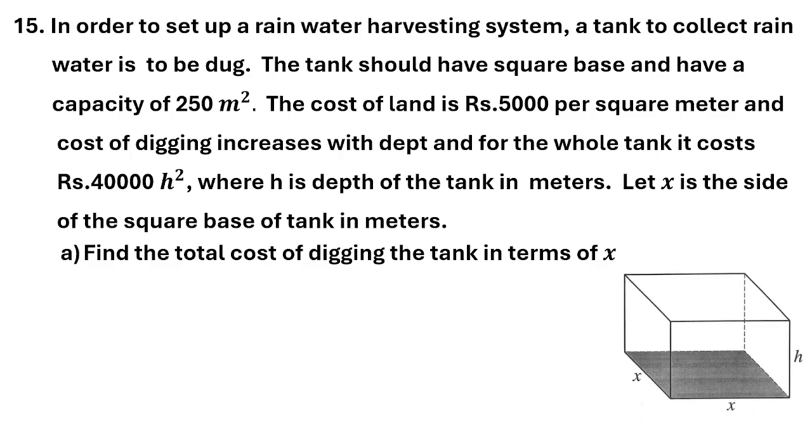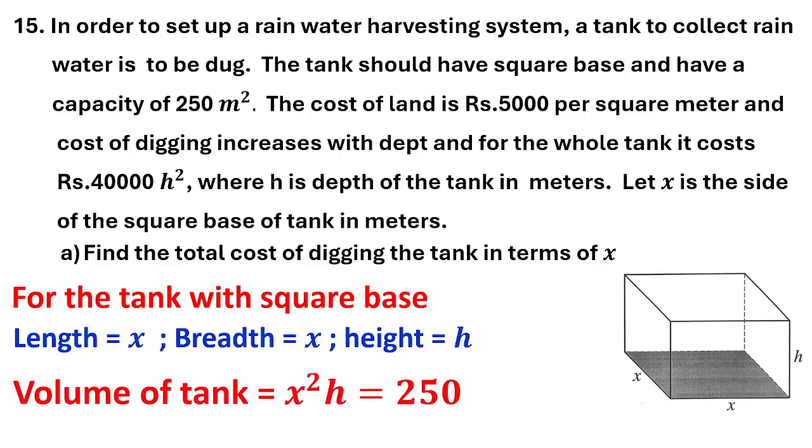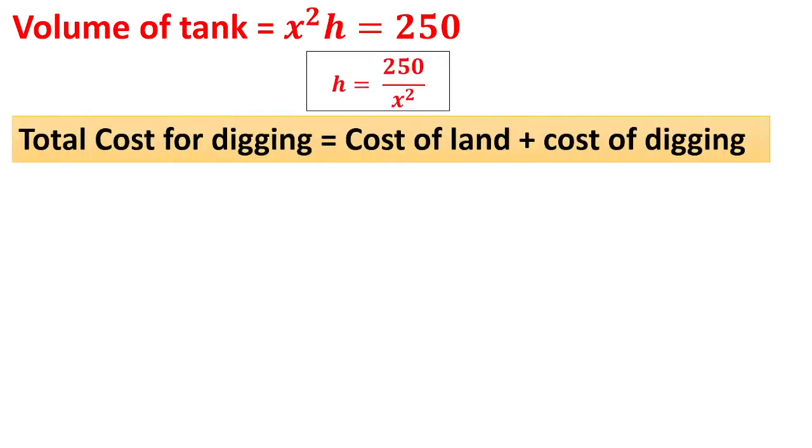You have been given a square based tank. Therefore, x is the length, x is the breadth, and height is h. Therefore, we take volume as x square h, which is given as 250 in the question. Now, let us go to the first question. Total cost of digging is cost of the land plus cost of digging. Cost of land is already given there, 5000 x square, and cost of digging is 40,000 h square.